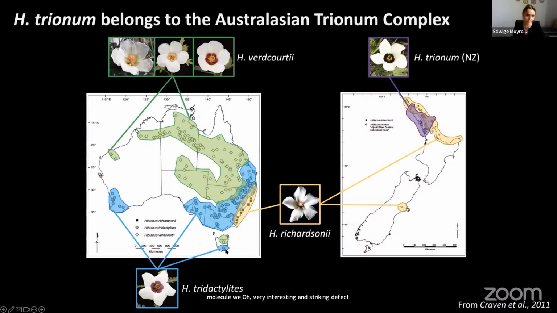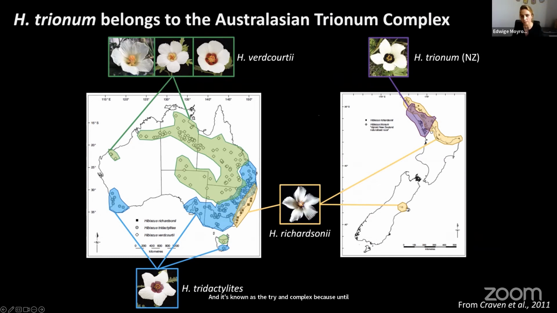Okay, so of course, nature did not wait for us to create mutant or transgenic lines to generate diversity. And our little model species, Hibiscus trionum, belongs to a bigger family known as the trionum complex. And this group of plants is widespread in Australia and in New Zealand. And it's known as the trionum complex because until recently, we didn't really know the relationship between them.